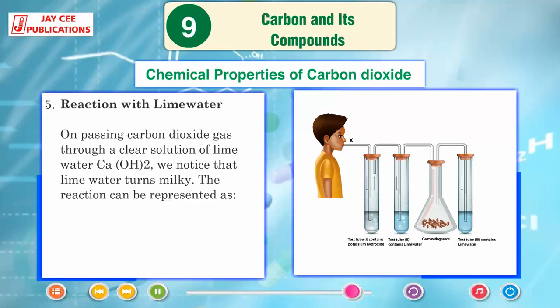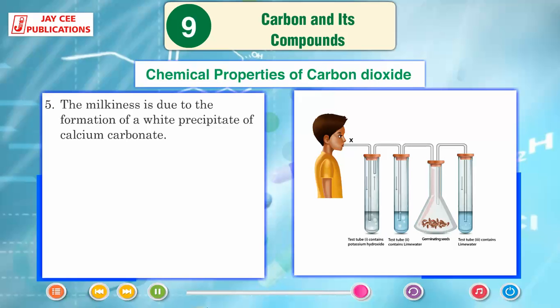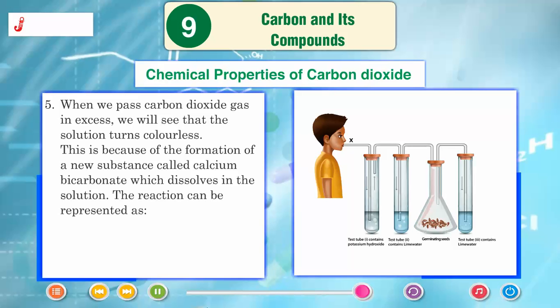Reaction with lime water. On passing carbon dioxide gas through a clear solution of lime water, Ca(OH)2, we notice that lime water turns milky. The reaction can be represented as Ca(OH)2 + CO2 → CaCO3 + H2O: lime water plus carbon dioxide gives calcium carbonate, white precipitate, plus water. The milkiness is due to the formation of a white precipitate of calcium carbonate. When we pass carbon dioxide gas in excess, we will see that the solution turns colorless.